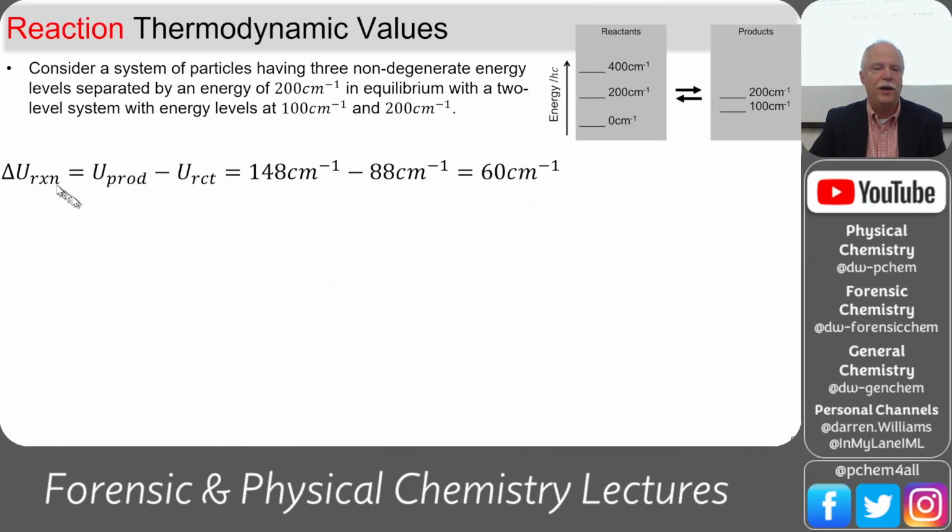So delta U for the reaction is the U product minus U reactant. So 148 minus 88, so we have a positive 60 wave numbers. So the internal energy went up.